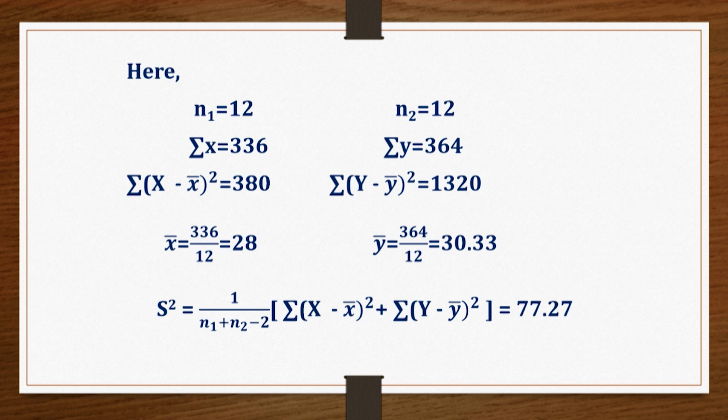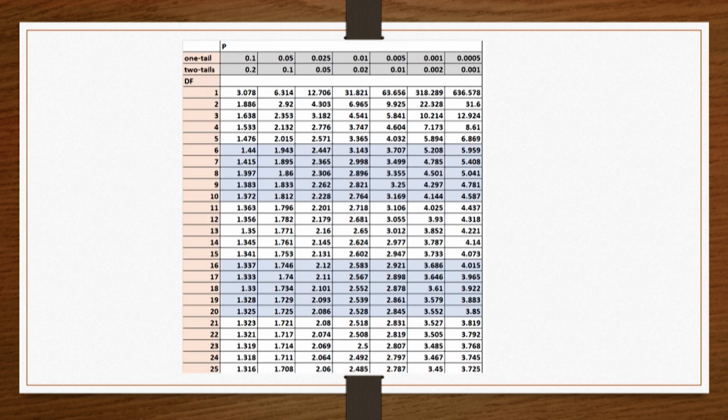We can compute the mean of x and the mean of y, which are called x bar and y bar, computed as 28 and 30.33. Similarly, we can compute s square. The formula given is 1 by (n1 plus n2 minus 2) into [summation of (x minus x bar) the whole square plus summation of (y minus y bar) the whole square], which is computed as 77.27.